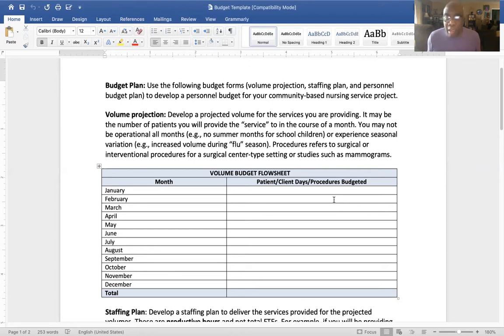So I hope that helps clarify some of the questions that I'm getting around understanding how to calculate a volume projection.